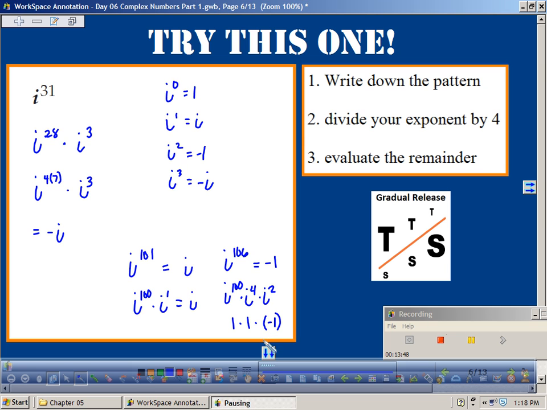You just break it up. If that confuses you guys, you could also do this. 31 divided by 4. How many times does 4 go into 31? 7 times. What's left over? So there's my remainder. Matches. That's a lot easier. That's way easier.